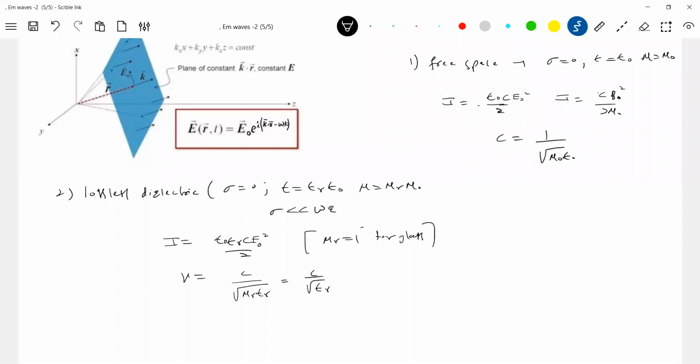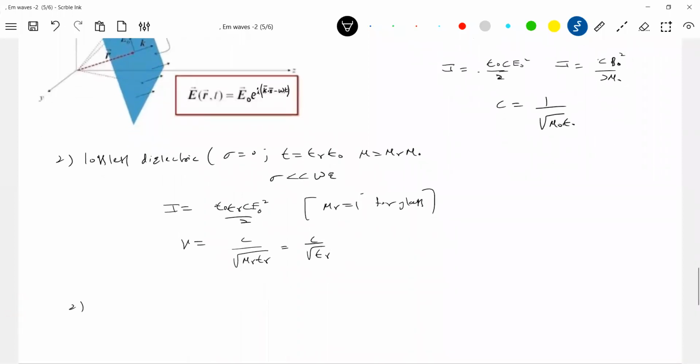So therefore, what is the refractive index now? The root of this should be the refractive index. Mu, again, don't get confused. It's not a refractive index. It's the relative permeability of the medium. For glass, since it is equal to 1, we substitute here.